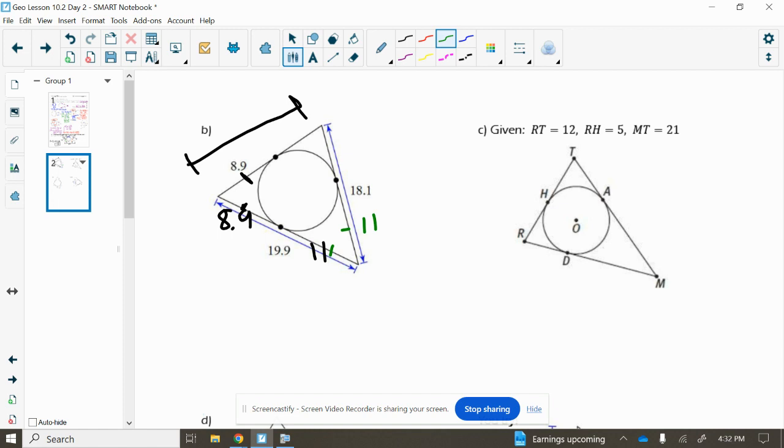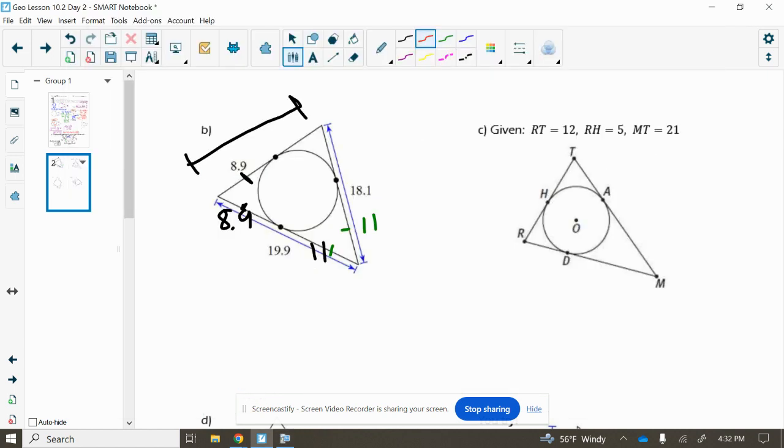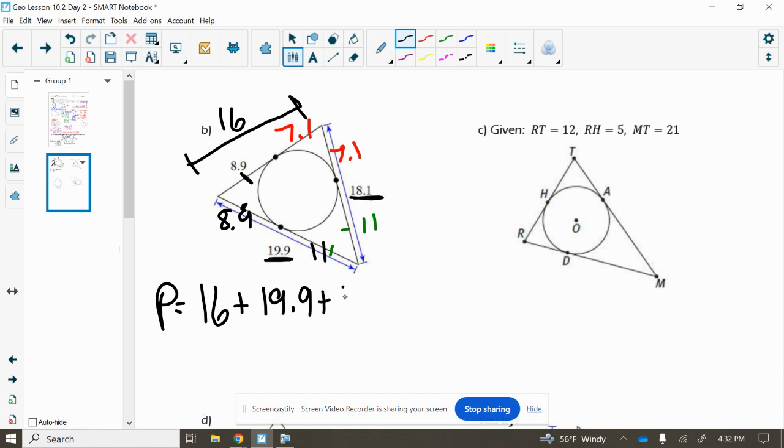And if that piece there is 11, I know that this segment over here also would be 11. Well, that big side is 18.1. I can now subtract away the 11 to get a total of 7.1. And then finally, I know if this is 7.1, so would the other part, the other tangent coming from that same point. And together then, 8.9 and 7.1 make this side a total of 16 units. So the perimeter here, we're going to take 16 plus the length of that side, 19.9, plus the length of that side, 18.1, and together those are going to be 54.